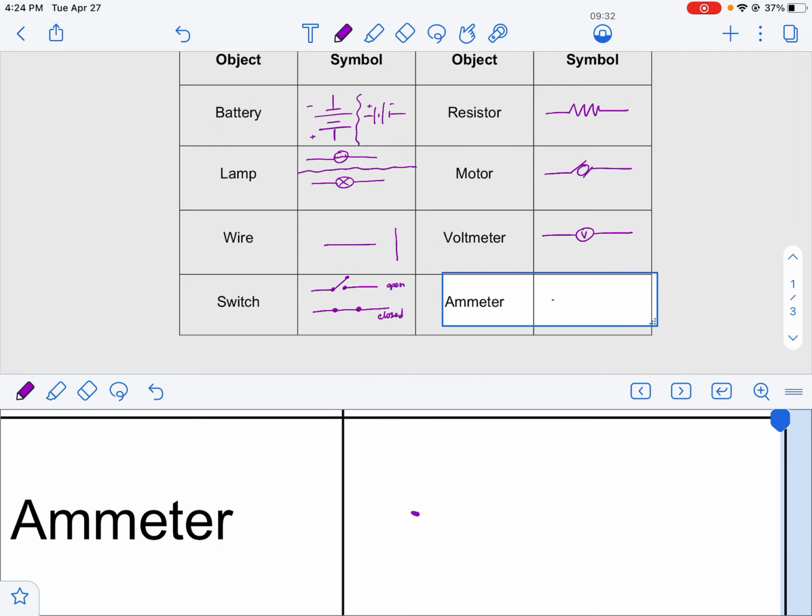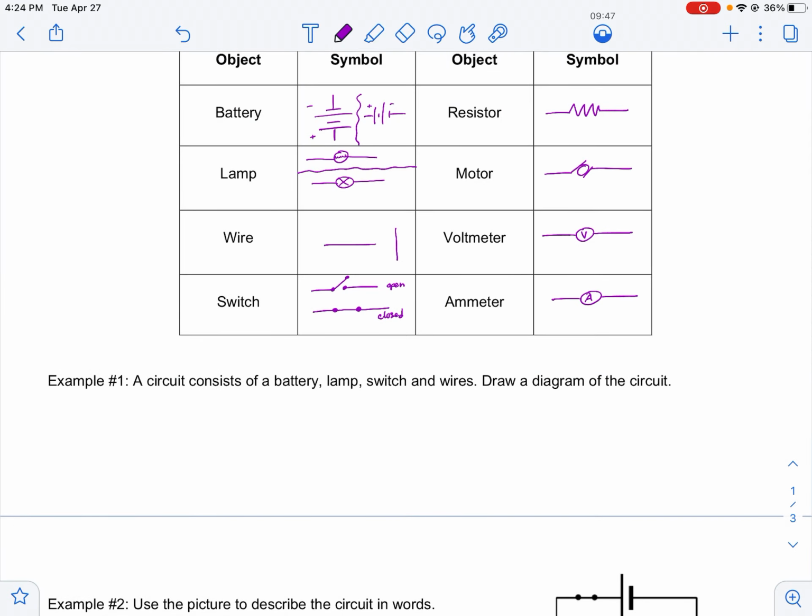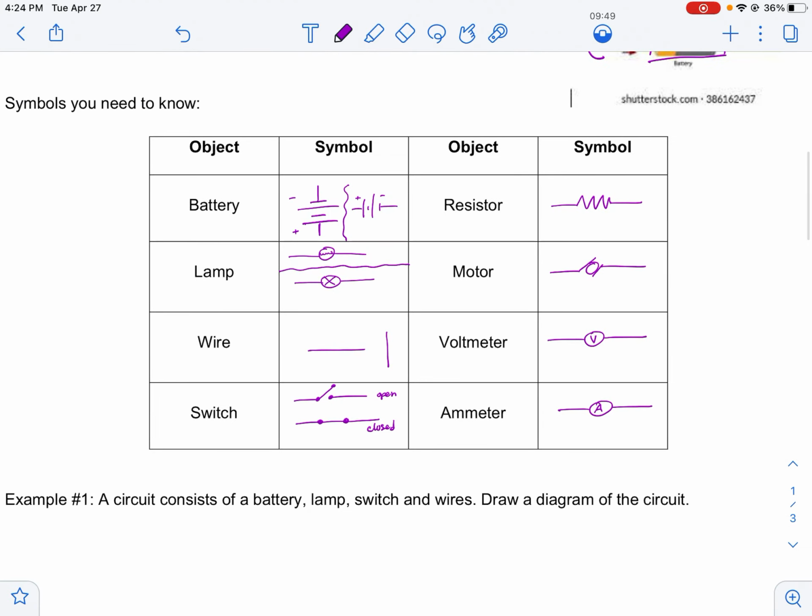And an ammeter is a device that measures current in a circuit. Remember, current is amperes, so an ammeter measures current in a circuit. And it's just a circle with an A in it, and the 2 lines on the sides again are wires. All right? So there are lots and lots of symbols, but these are the ones that we are going to use in class this year. Okay, if you were to Google it, you would come up with pages of symbols. But these are the ones that we're mostly going to use.